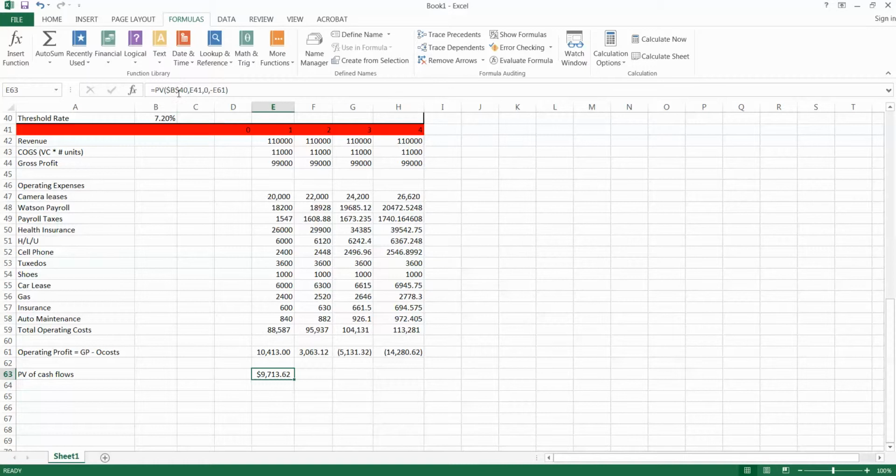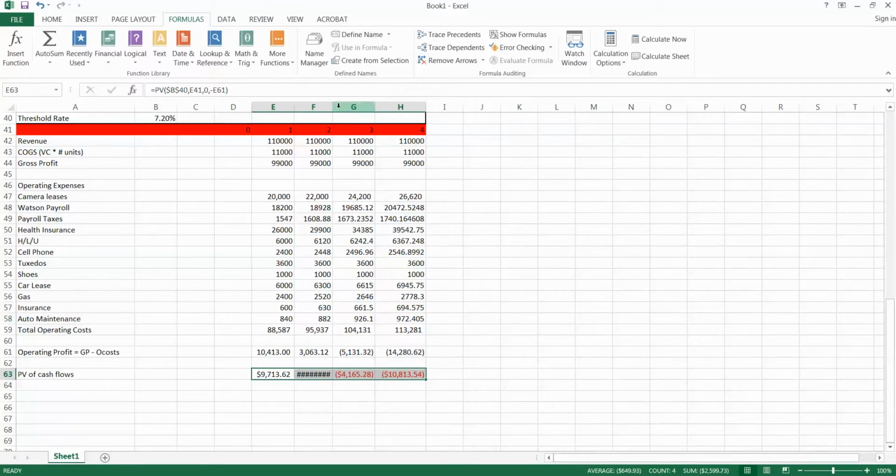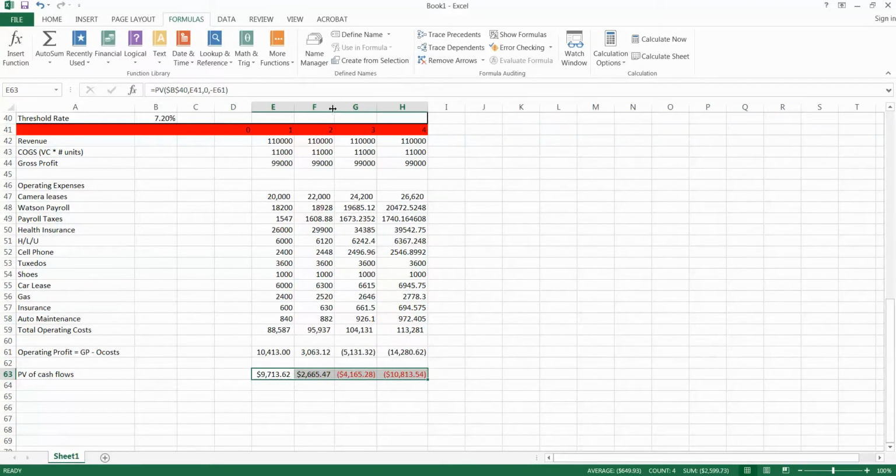Now, because we have anchored the interest rate and everything else is relative, we should be able to drag this formula across to get our numbers. Now, if you get a bunch of number signs, it means your column isn't quite wide enough, and you just need to go up between the two numbers and highlight it till you get this funky cross and then double click. And it will give you just the amount of room that you need.